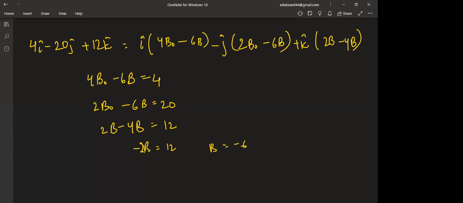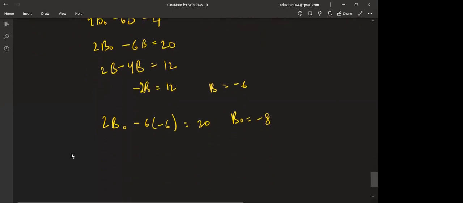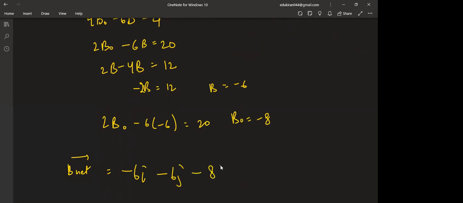Once you have the value of B as minus 6, you can put it here. So this becomes 2B naught in this equation. 2B naught minus 6 into minus 6 is 20. So B naught is minus 8. We have values of B and B naught. Finally, you can substitute in your equation. Equation was given, the net magnetic field equation. This will be minus 6 I cap because of B, minus 6 J cap because of B, and minus 8 K cap is the final answer. Quickly note it down.